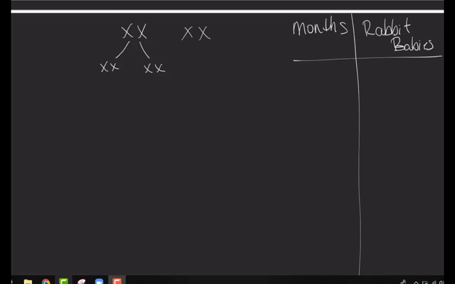All right. And then this pair is going to have 2, and this one's going to have 2. So in our first month, we ended up having 4 new rabbits. And then in the second month, how many rabbits did we have? 1, 2, 3, 4, 5, 6, 7, 8. These ones have 2. These ones have 2. These ones have 2. These ones have 2.